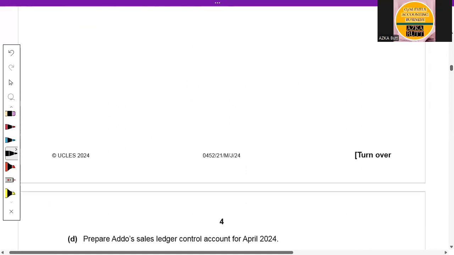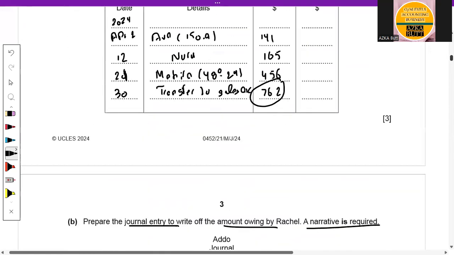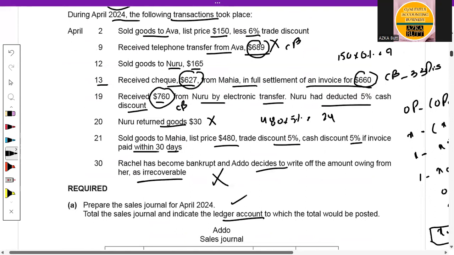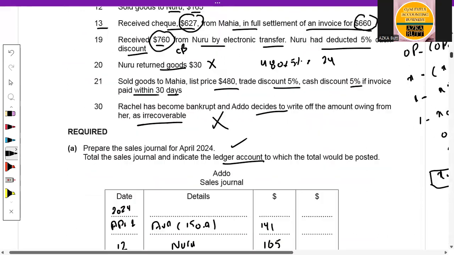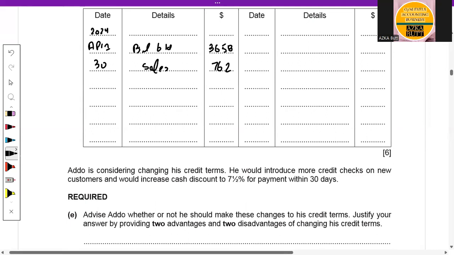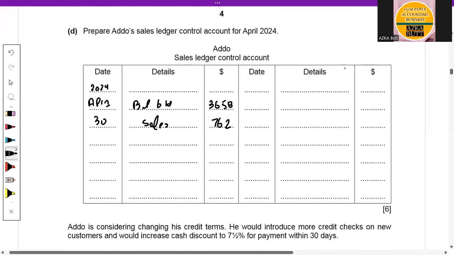On the credit side, first of all, we have to write the sales return. As you can see, we have the sales return, Nuru returned goods, which is $30. We have to write it on the credit side of the sales ledger control account. So 2024, April 30, sales return, just $30.